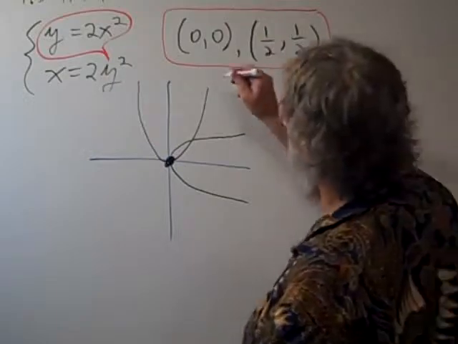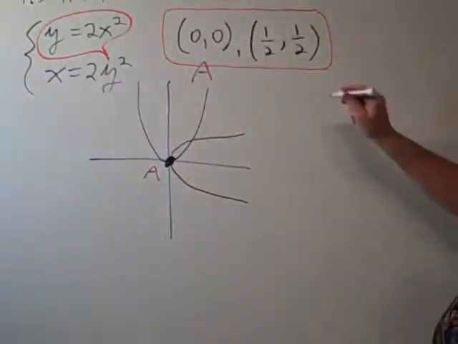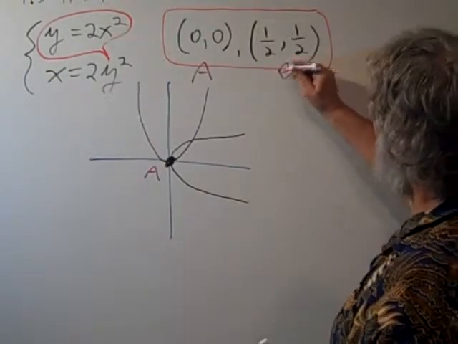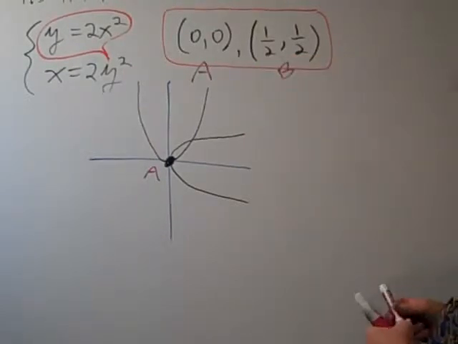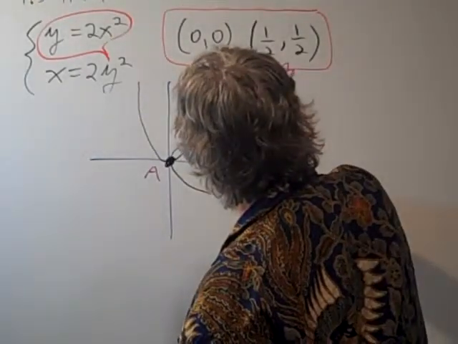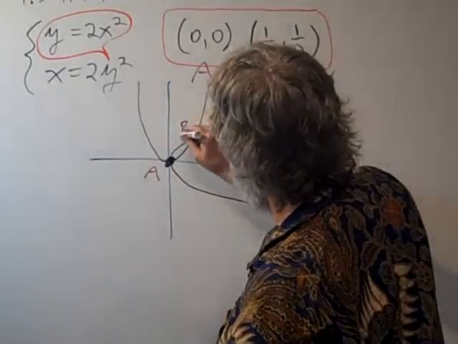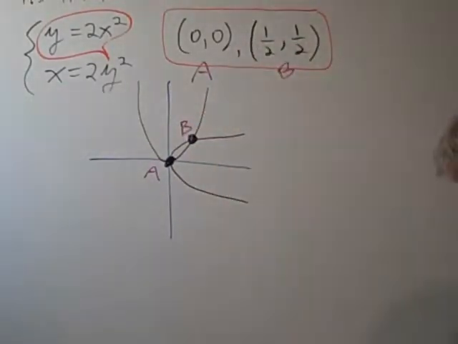That we'll call point A. And the other intersection point was at 1/2, 1/2. That's this point right here. And I'll call that point point B. So those are the 2 points of intersection, the 2 solutions to this system of nonlinear equations.